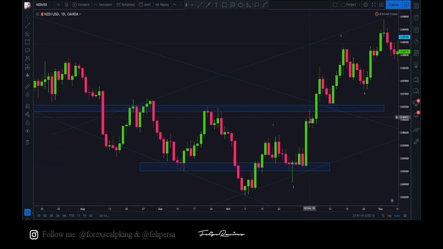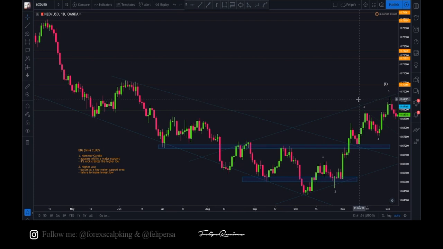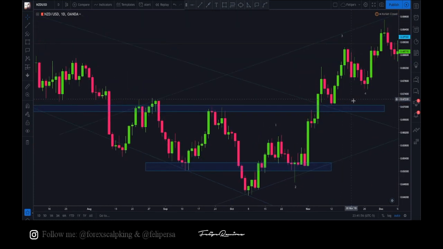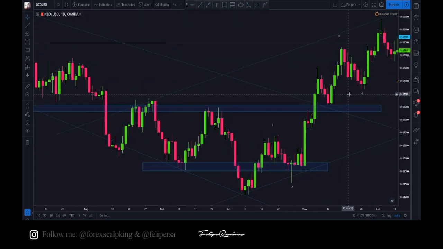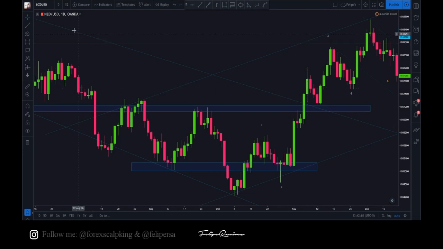Again, 1, 2, 3, 4, 5. Remember, 1, 2, 3, 4, 5 is 1, A, B, C is 2, 1, 2, 3, 4, 5 is 3, A, B, C is 4. Notice how perfect that is. Notice how effective that is. If you guys follow this theory, you've got to be careful though. There are some pairs that move better based upon this theory, and there are pairs that are just more aggressive. Okay, we're checking out again New Zealand dollar, US dollar daily chart.